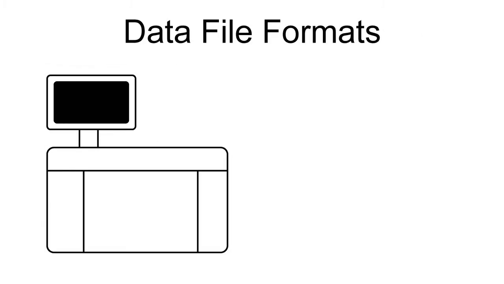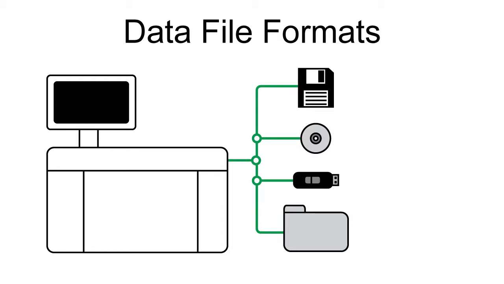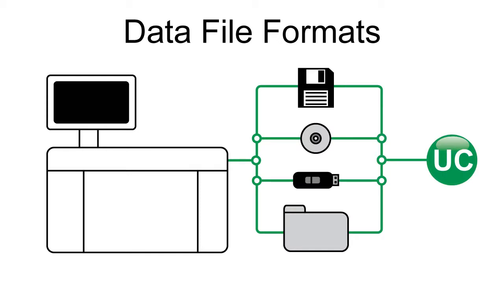Let's get a better understanding of how Unity Connect 2.0 can capture data using a data file. At their laboratory system, the operator generates QC data. Depending on the make and model of the laboratory system, the data might be saved to a floppy disk, CD, flash drive, or a folder located on a local or network drive. This QC data can then be picked up by Unity Connect 2.0.